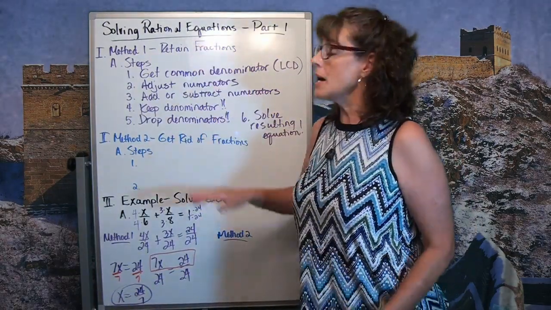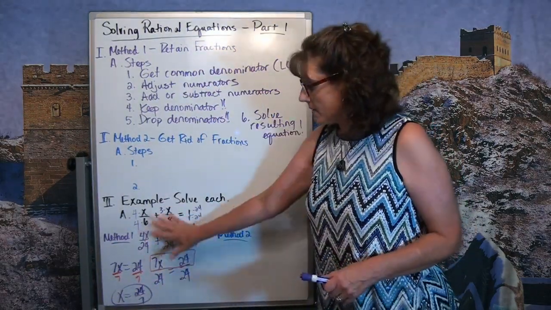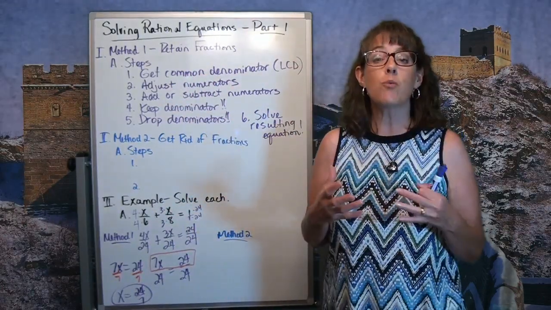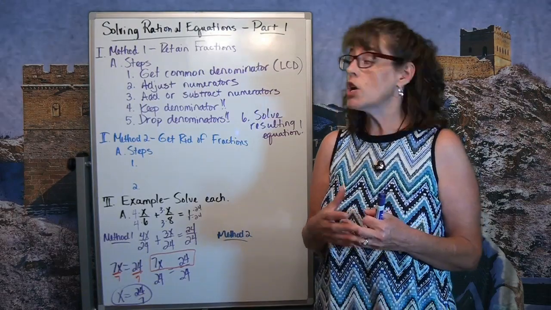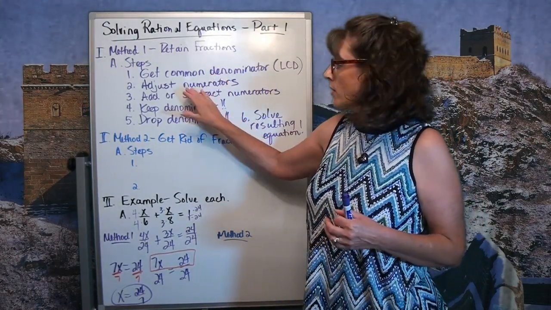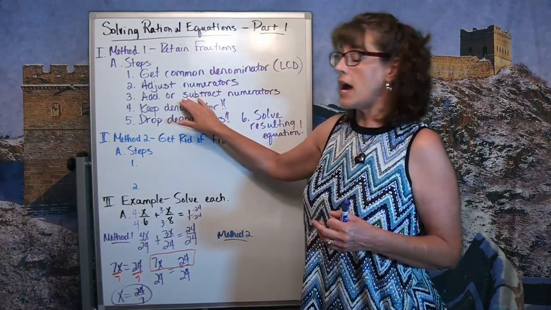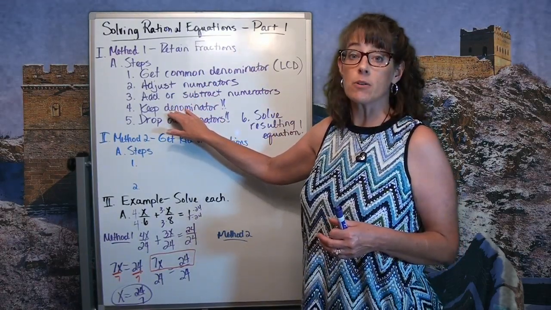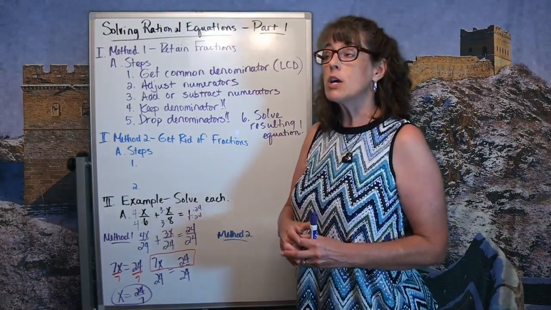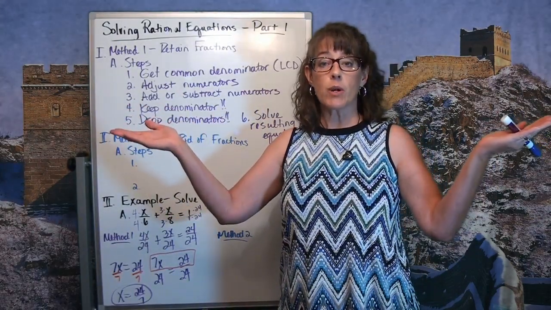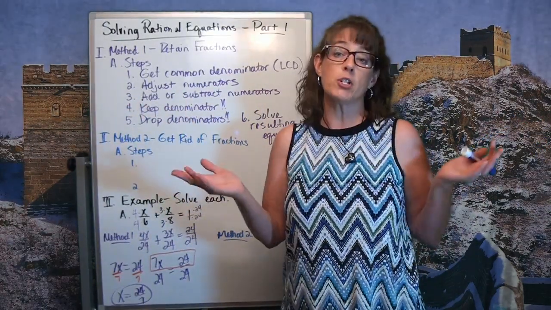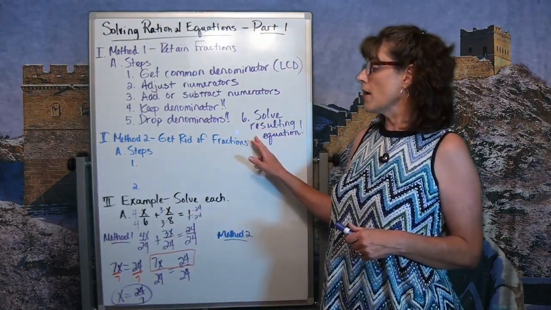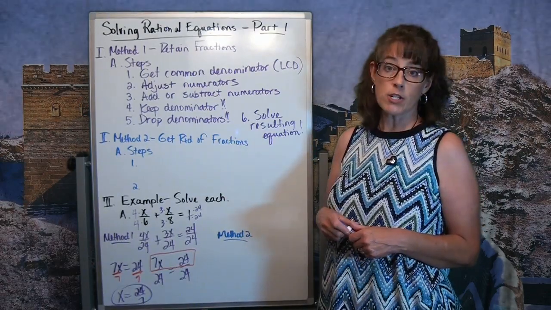So that's the steps for method 1 that says I'm going to retain the idea that I have fractions in here that I'm adding. I'm going to go back to the idea of what it takes to add basic fractions. You have to get a common denominator. You have to adjust those numerators. You have to add or subtract the numerators depending on what it tells you to do. And you're going to keep that denominator. But at this point, because you've got a balancing act going on, the two fractions are equivalent, you can just drop the denominator and work those numerators. When you set those numerators equal to each other, then you're going to solve the resulting equation.